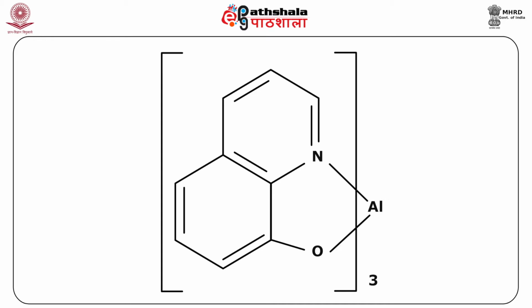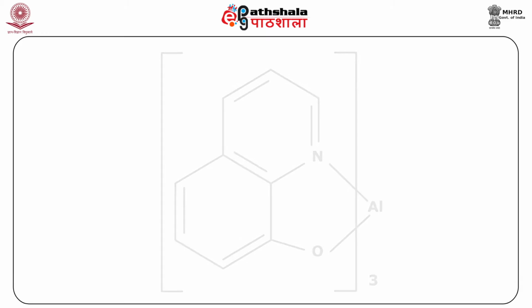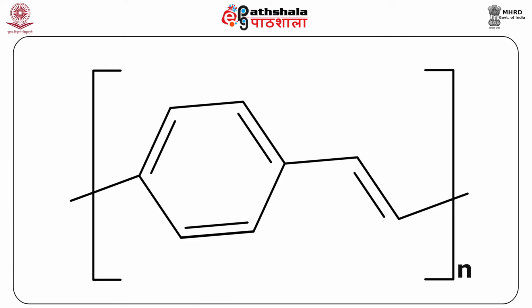Another polymer based OLED was developed by Friend and his group at the Cavendish Laboratory in Cambridge. They used a conjugated polymer, poly-p-phenylene, as shown in the figure. The other applications of organic semiconductors include their use in organic solar cells, chemical sensors, organic lasers, etc.